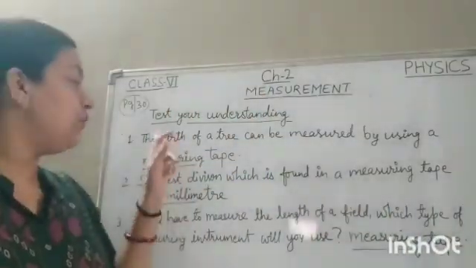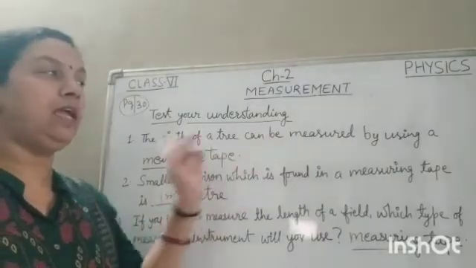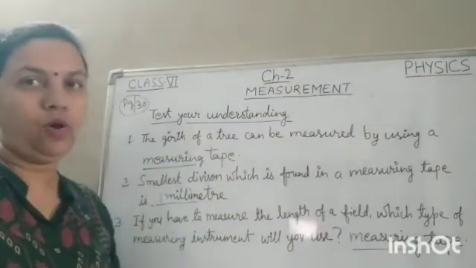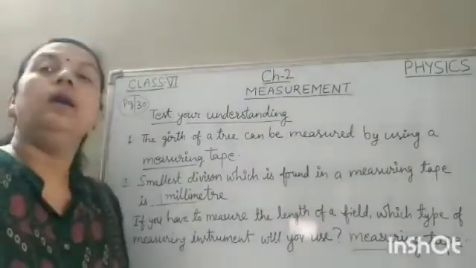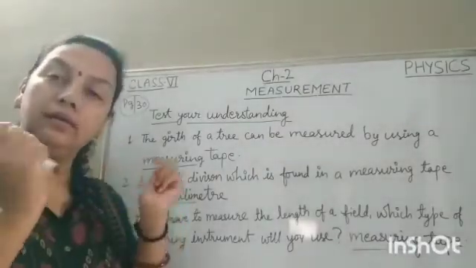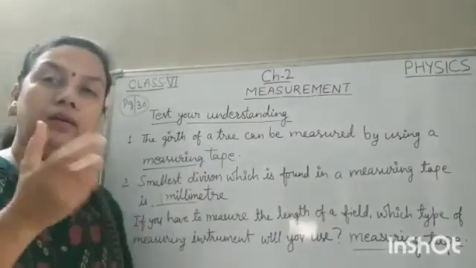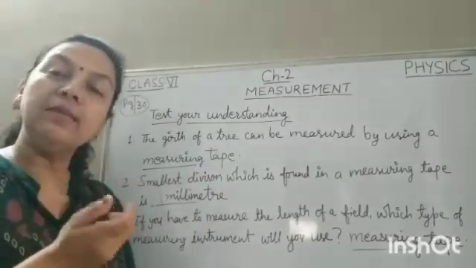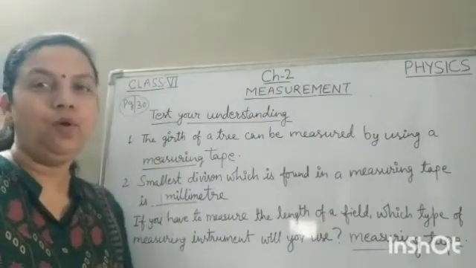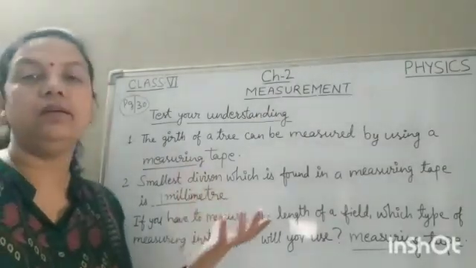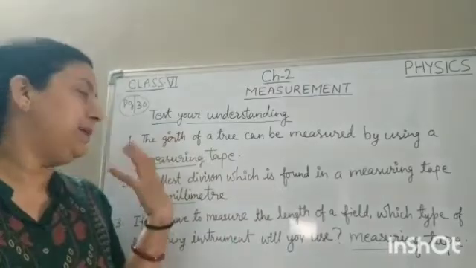Children, some of you have written that the width of a tree can be measured by a ruler or meter rod. That is absolutely wrong, because to measure a round shaped object we need a flexible measuring device, and that is measuring tape. Okay, so the most convenient device will be measuring tape.